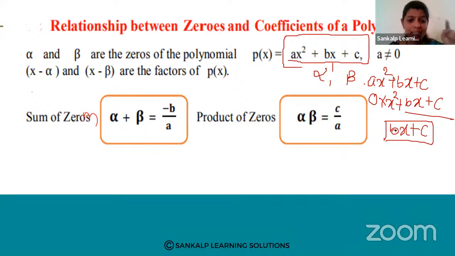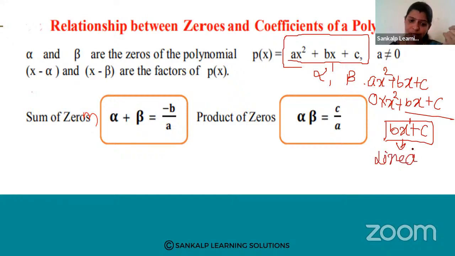Bx plus c, is it a quadratic polynomial? No, it is not a quadratic polynomial. Why? Because there is no x square. If the variable power is 2, then that polynomial is called quadratic. But here the variable power is 1. If the variable power is 1, then it is called linear.